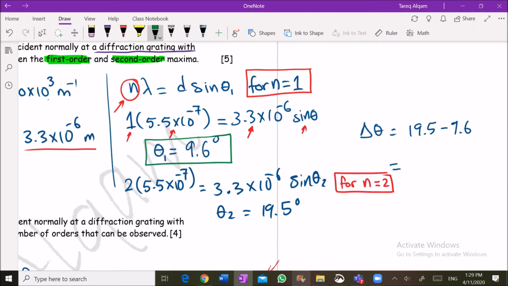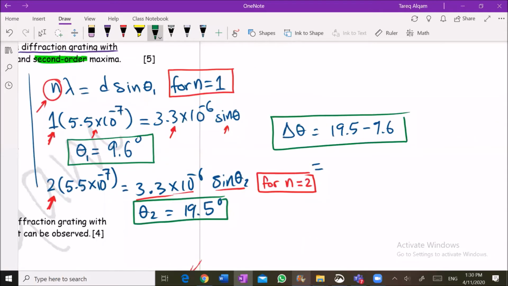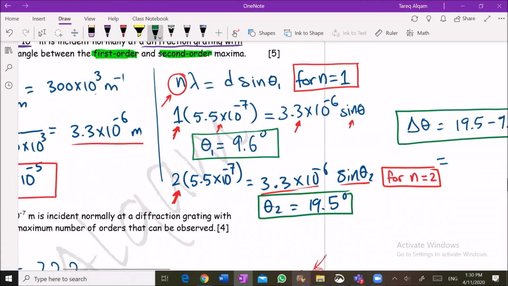Here, same thing. Look what is the difference, guys. Here, instead of 1, I substituted 2. 2 times 5.5 times 10 to the power negative 7 equals 3.3 times 10 to the power negative 6, which is the wavelength, times sine theta 2, which is 19.5. So delta theta equals the difference between them. Last one, guys, today. I'll stop here.